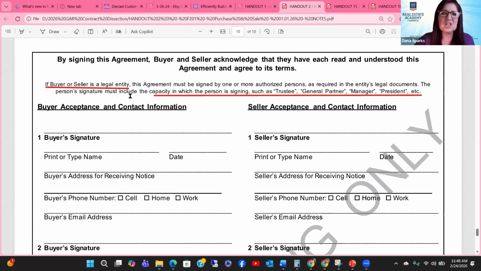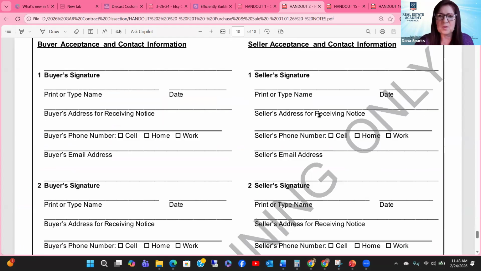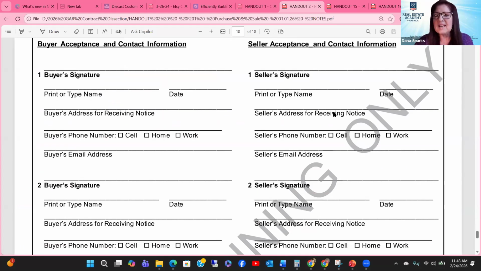GAR added this last year that if the party with whom you are working is an entity, then this is instructing them how to sign the contract. This is how they sign the contract, their name, and it must include the capacity in which they're signing, such as trustee, general partner, manager, and so forth. You do not need an email address or a phone number for your public person if and only if you are representing them as a client.